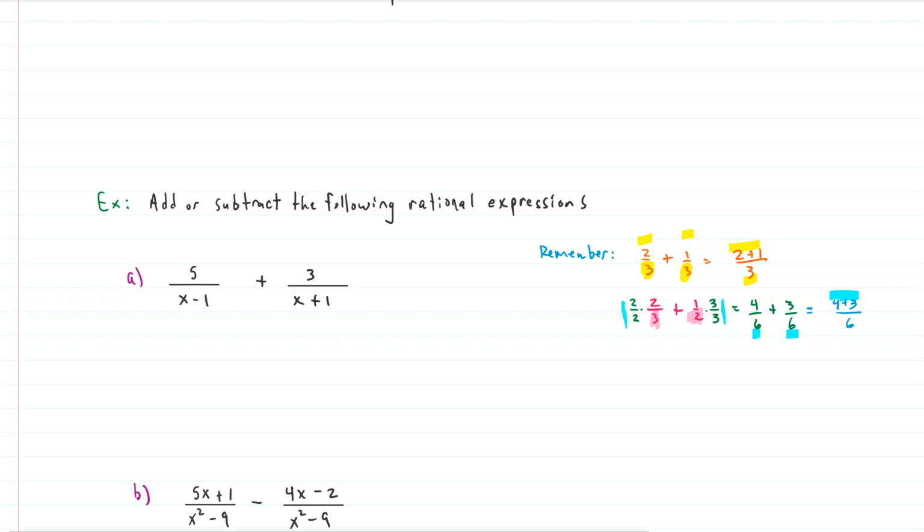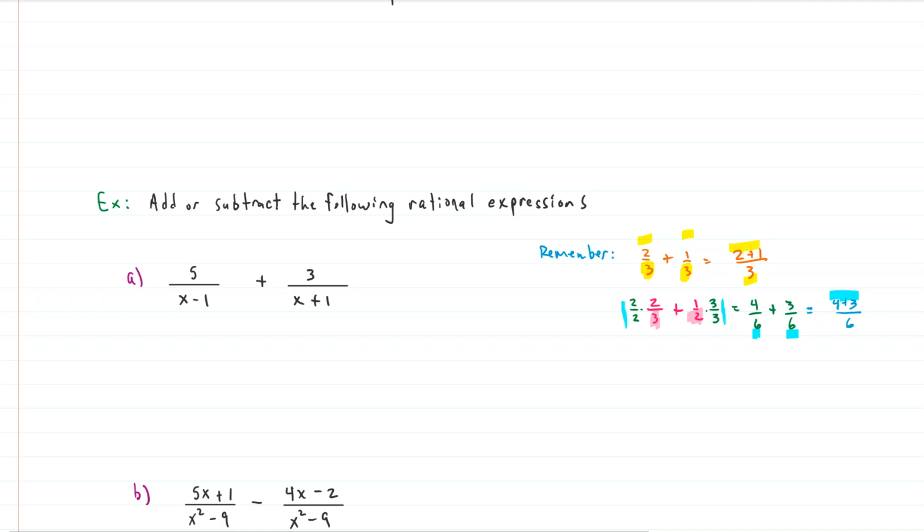So that is exactly what we're doing when we're adding and subtracting rational expressions. It's just that we aren't dealing with just numbers anymore. We have variables that are thrown in there. So it's a little more complicated, but the process is identical. So that should give you some hope.